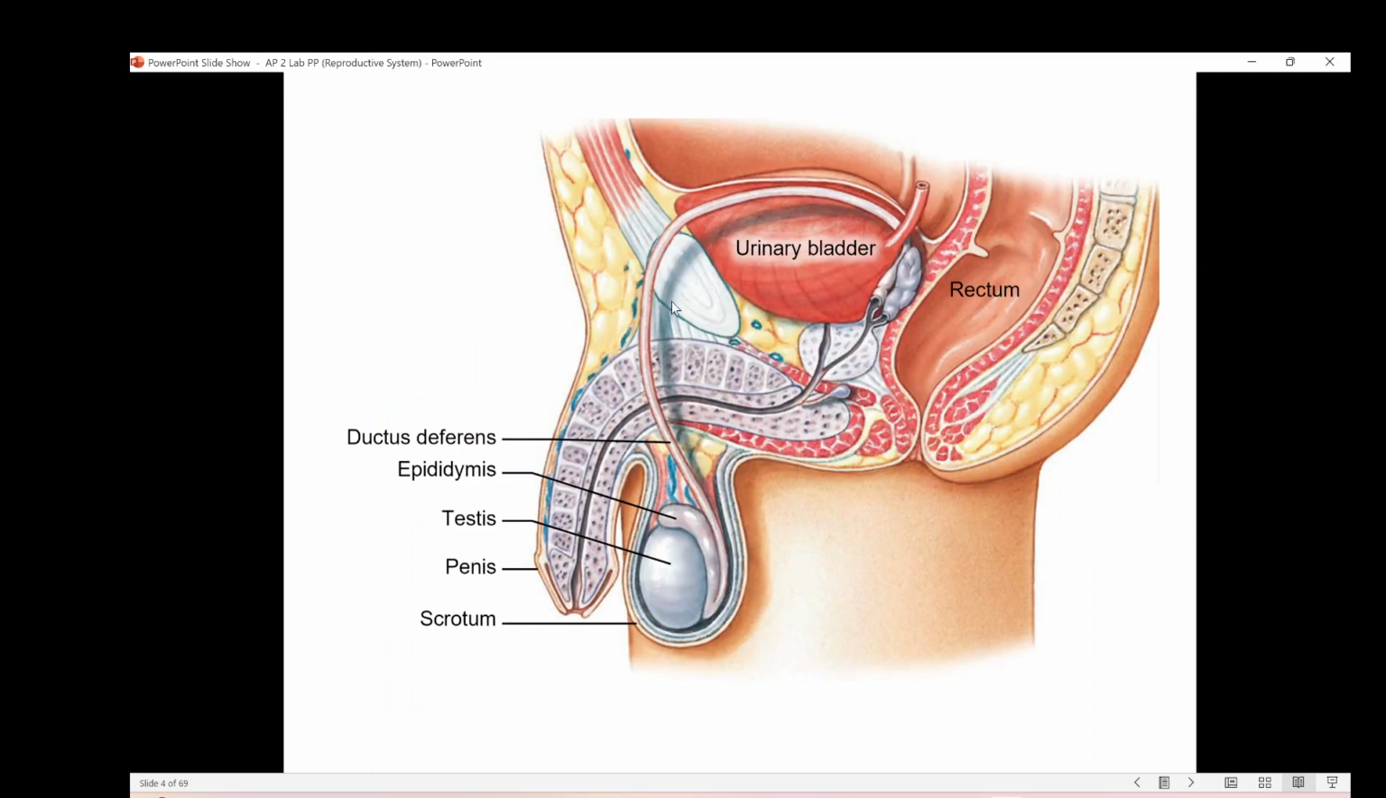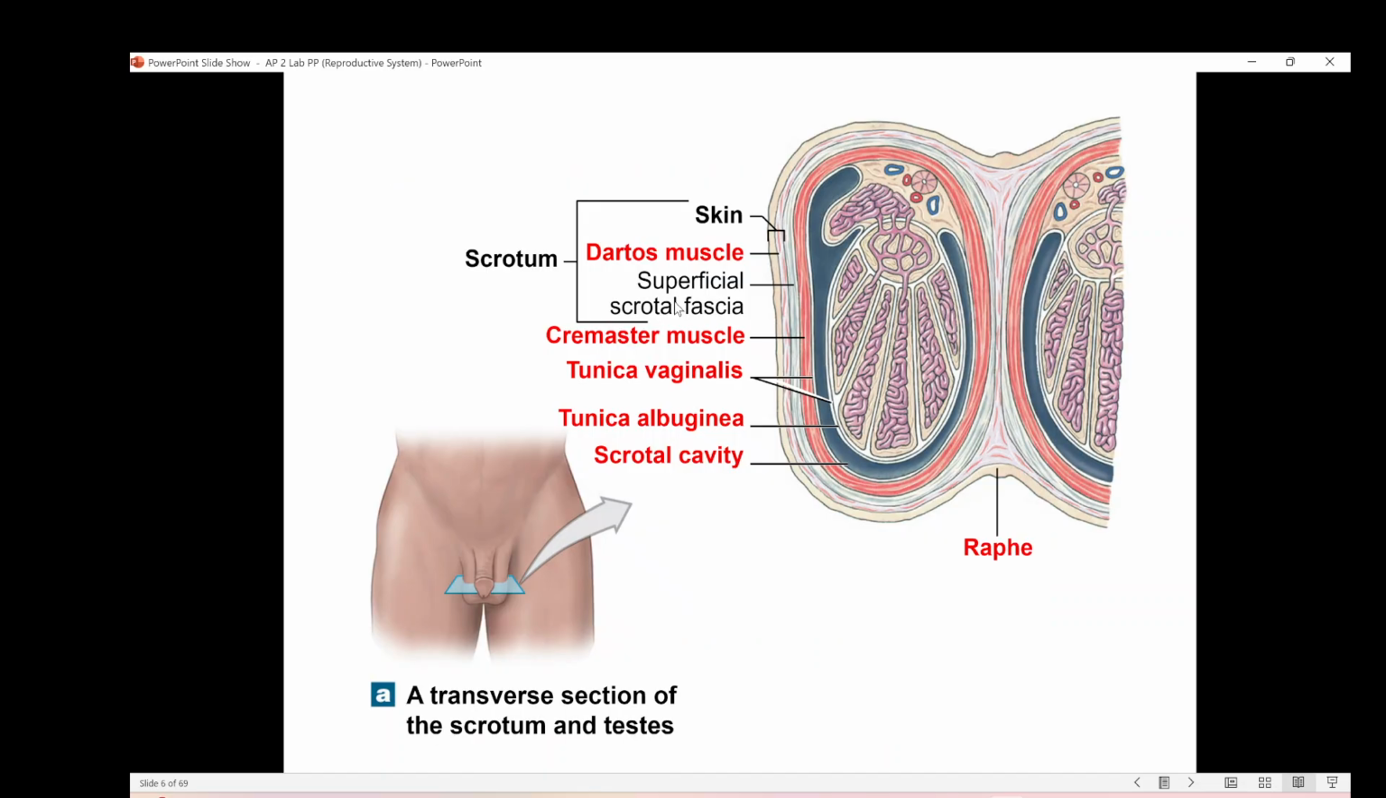Let me show you where that one is right here. So I have a picture. This is actually a cross section through the scrotum and the testes. So out here, this would be the layer of the skin, the epidermis and the dermis. See these little pink lines right here? Those would represent the dartos muscle. And so that's smooth muscle right in the skin.